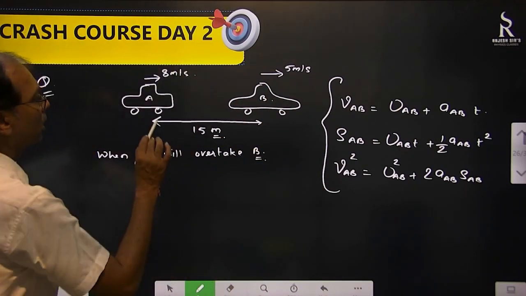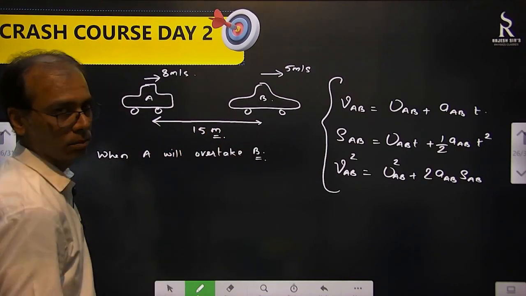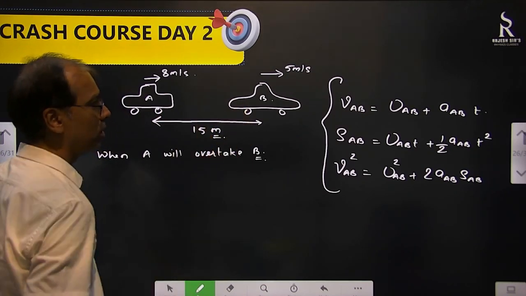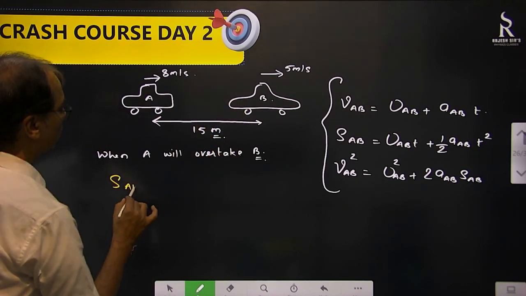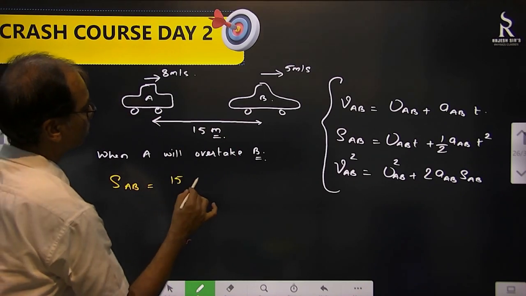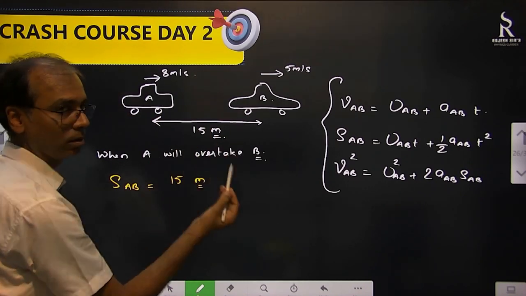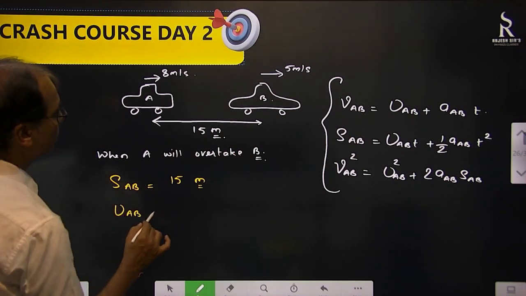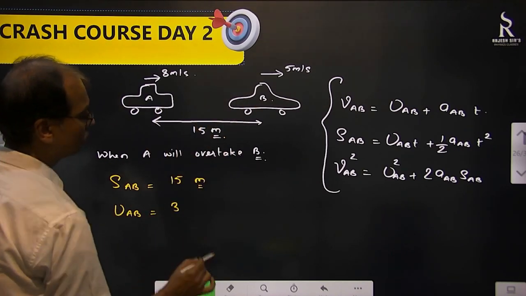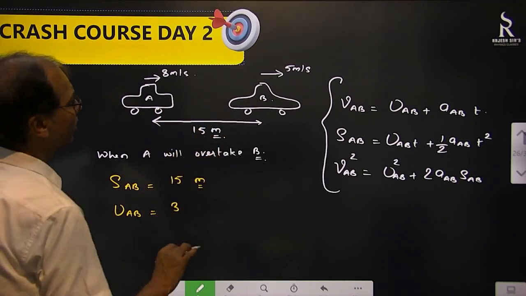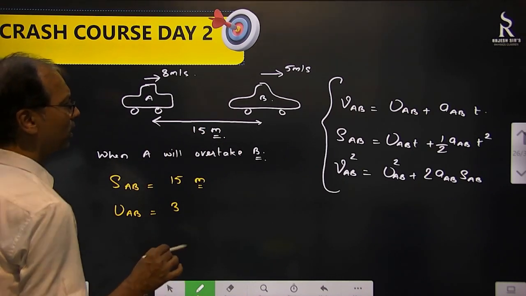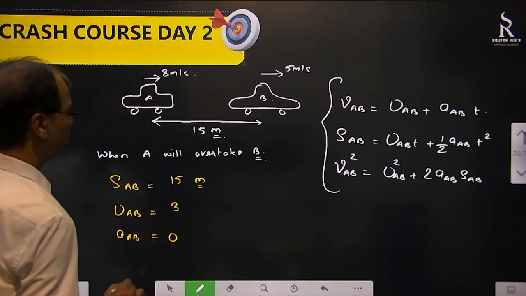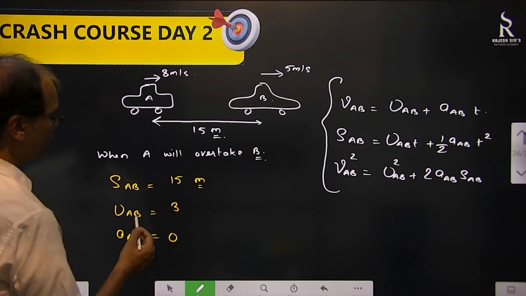Our question is, how far is A from B? 15 meter. So that means A has to travel how much more to catch B? 15 meter. So SAB is 15 meter, SA minus SB, 15 meter more it has to travel. Velocity of A with respect to B is how much? UA minus UB, that's 3. Is any acceleration given? No. Does it mean they are constant velocity? Yes. So acceleration of A with respect to B is 0. Now SAB is there, UAB is there, acceleration AB is there.